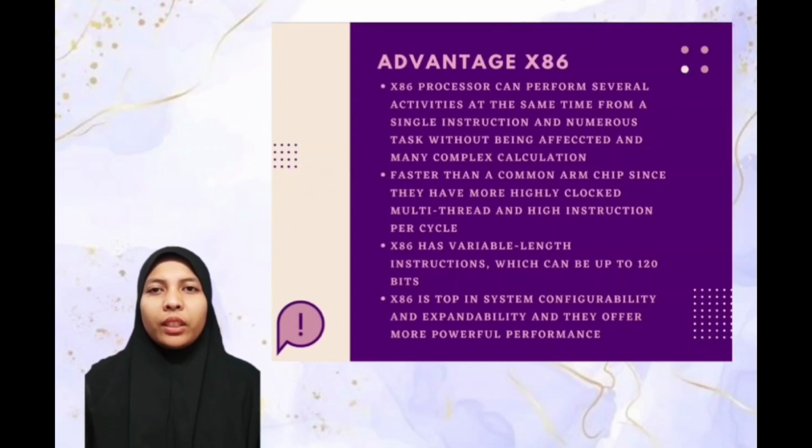So, the advantage of the X86 instruction format is that the X86 processor can perform several activities at the same time from a single instruction, and numerous tasks without being affected, and many complex calculations. It is also faster than a common ARM chip since it has more highly clocked multi-threading and high instructions per cycle. X86 also has a variable-length instruction which can be up to 120 bits. X86 is top in system configurability and expandability, and it offers more powerful performance.